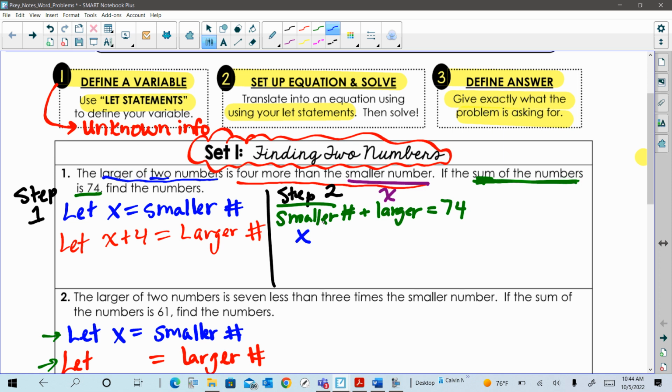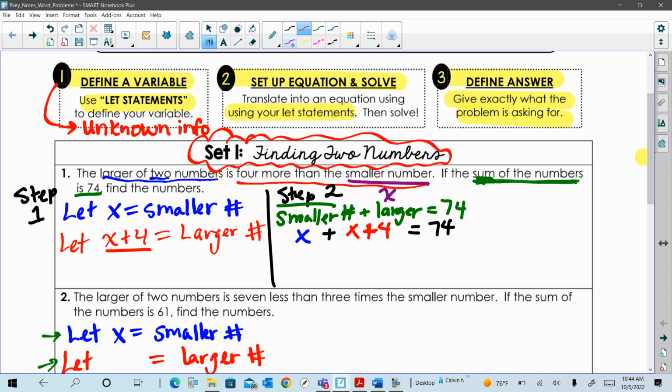So x plus the larger number. The larger number was this expression, x plus 4. So now we're going to write x plus 4 equals 74. Okay. x plus x plus 4. Yes, there's the equation. Now we need to solve this equation.